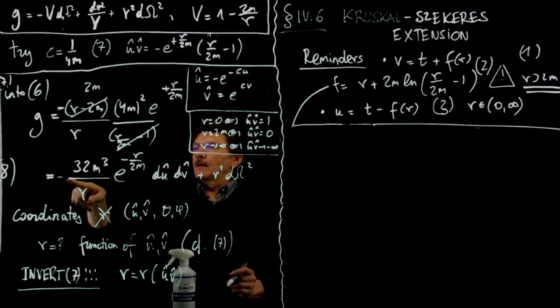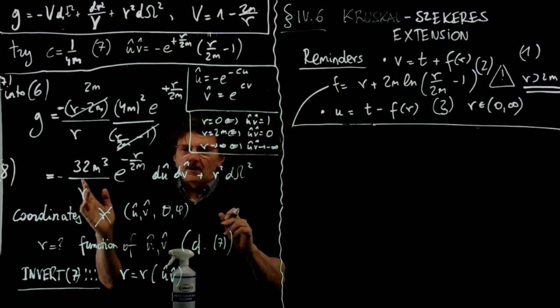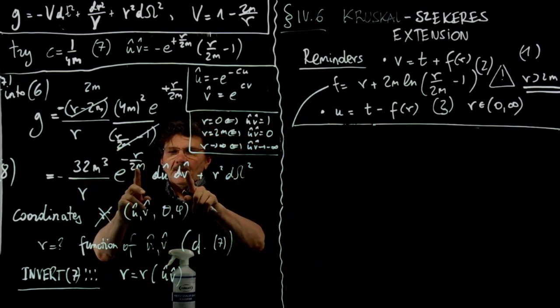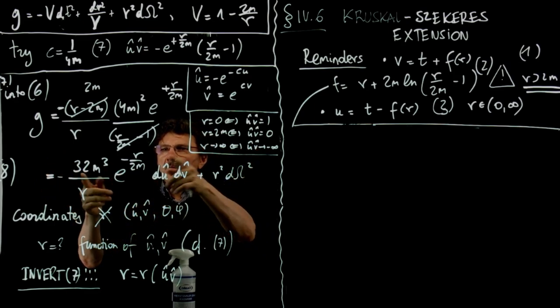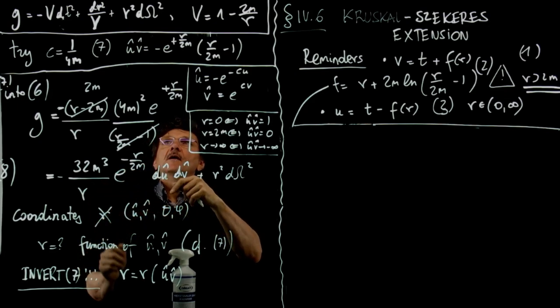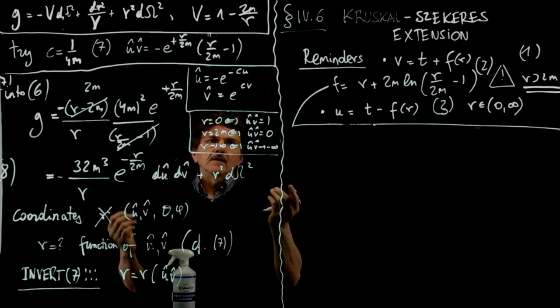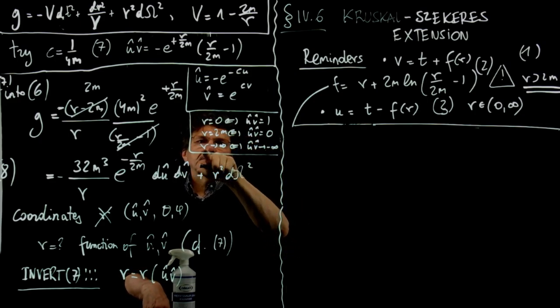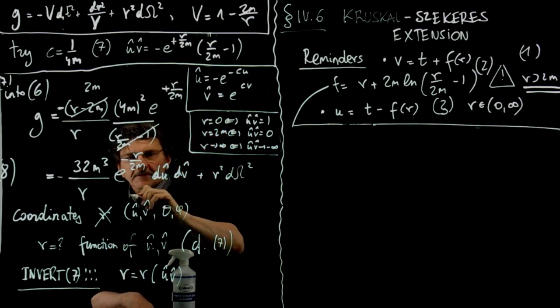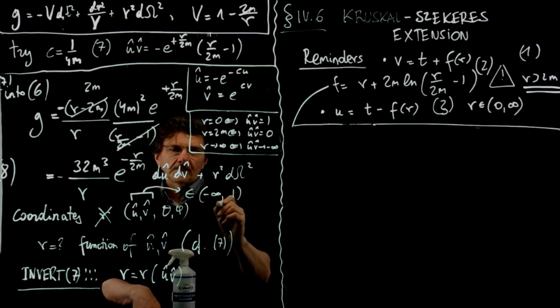So let me copy 8. Oh, actually, before I do 8, the conclusion: we have coordinates u hat, v hat. They have a metric which takes this form. r is an implicit function of this product, of u hat v hat. And the ranges are that u hat v hat is 1 when r is 0. u hat v hat is 0 when r is 2m. u hat v hat goes to minus infinity when r goes to infinity. So this means that, of course, this should be in minus infinity, 1.